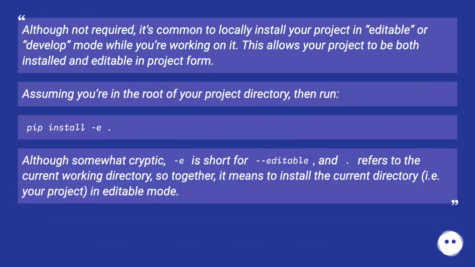From working in development mode. Although not required, it's common to locally install your project in editable or develop mode while you're working on it. This allows your project to be both installed and editable. Assuming you're in the root of your project directory, then run pip install -e . Although somewhat cryptic, -e is short for editable and . refers to the current working directory, so together, it means to install the current directory, i.e. your project, in editable mode.